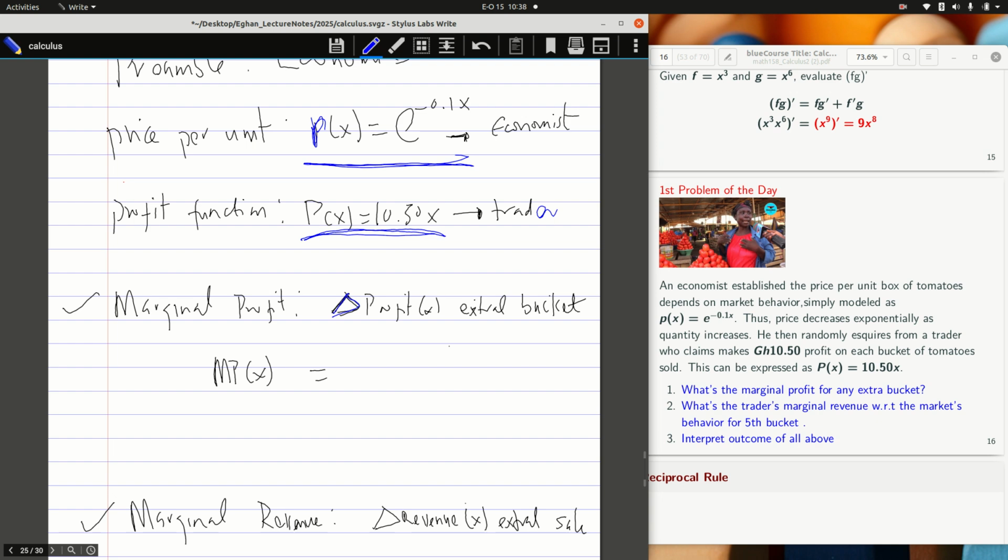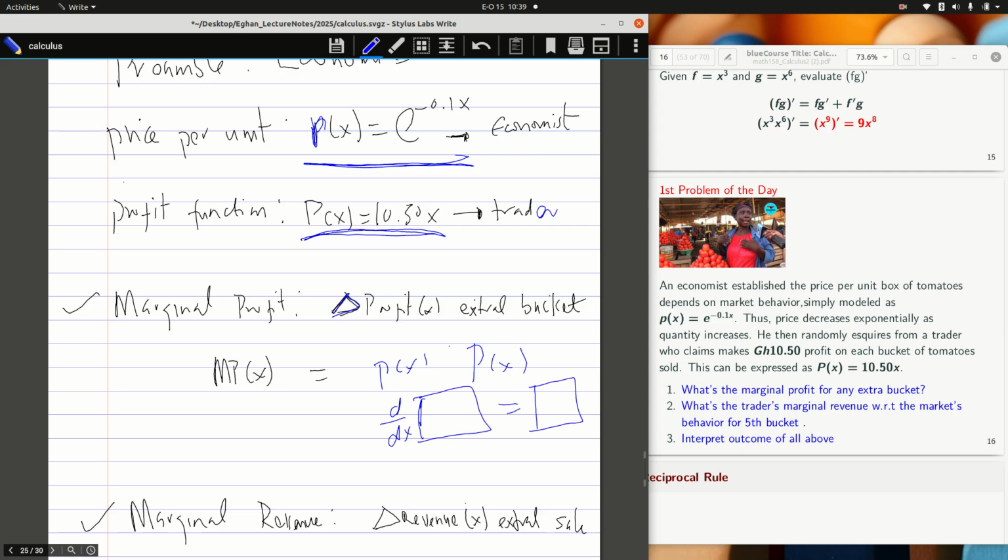Small change is where derivative comes in. So you must figure out, is it the small p or the big P, and find the derivative of that, and that gives you your marginal profit. So it's a derivative of something, and that gives you another thing, and interpret the results.